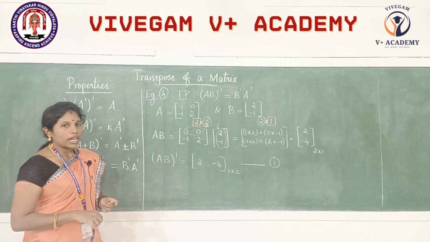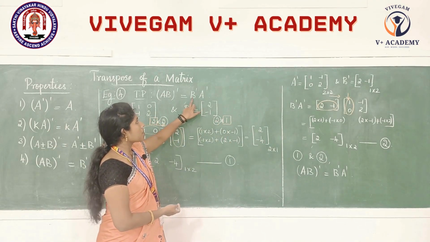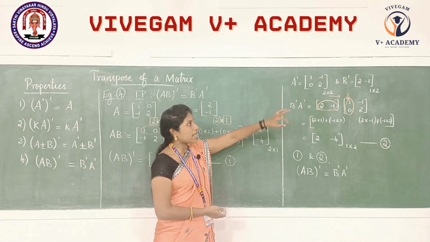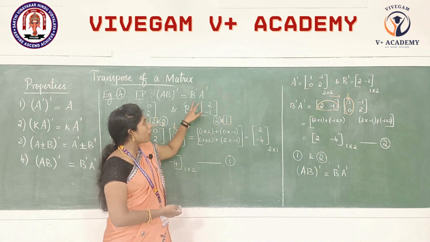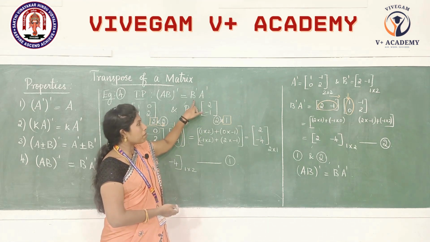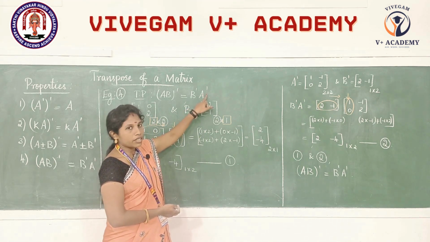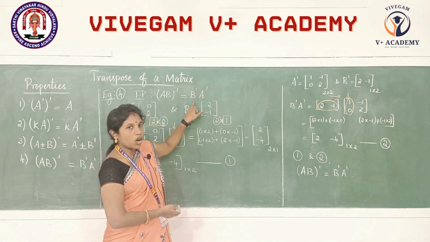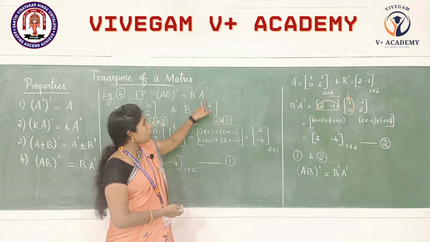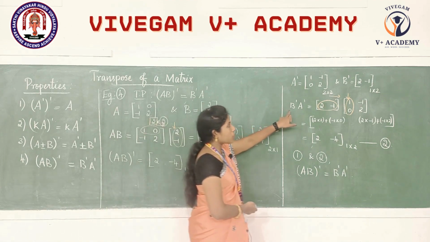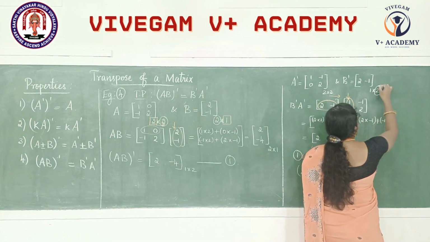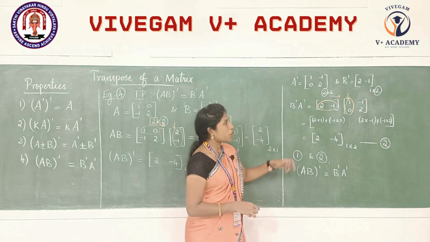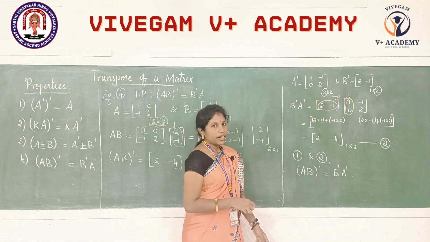Next we are going to prove the right hand side. The right hand side term is B dash into A dash. So we have found the transpose of the A matrix and the B matrix. Now to do a product, the first matrix here is B dash and the second matrix is A dash. You have to check whether the condition is satisfied or not. The number of columns of the first matrix should be equal to the number of rows of the second matrix. Here B dash has 2 columns, and A dash has 2 rows. So they are equal, and we can do the product of B dash and A dash.